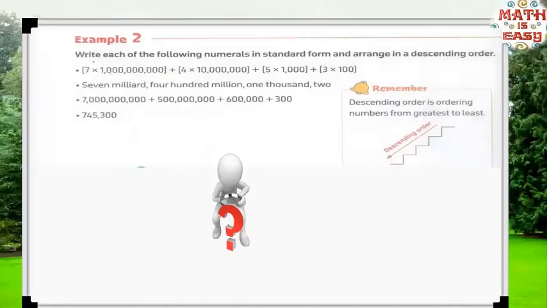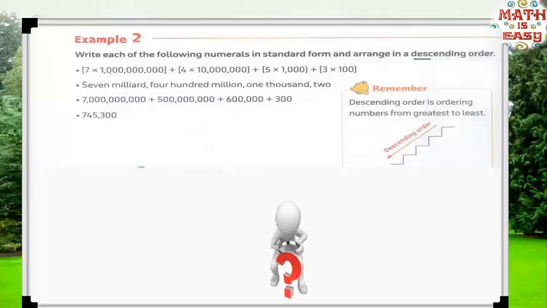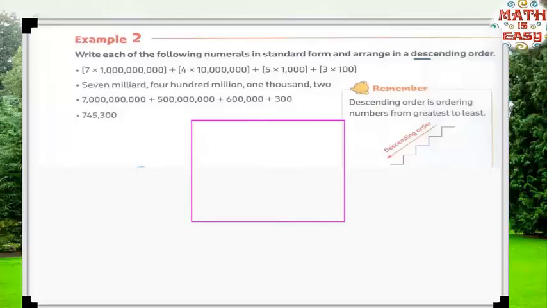Example 2 in your book. Write each of the following numbers or numerals in standard form and arrange them in descending order. What is the meaning of descending? You should always remember that descending order is ordering numbers from greatest to least. We have 4 numbers and we can't order or compare numbers without standard form, so you should first convert all numbers into standard form.